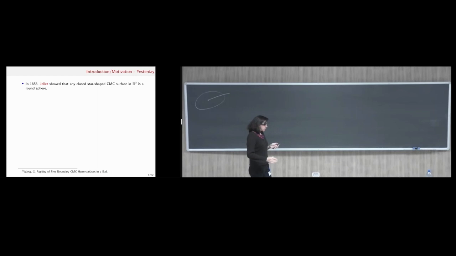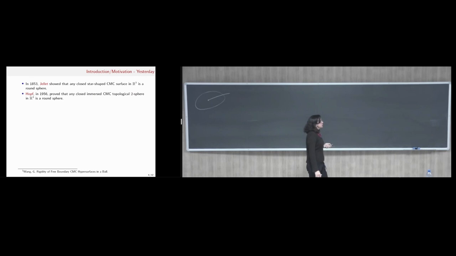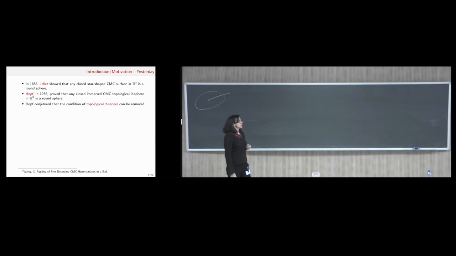You remember the Hopf theorem, yesterday I talked a lot about this. Hopf showed that any closed immersed CMC surface that is a topological sphere in Euclidean space is a round sphere. And I asked you if you can remove this topological sphere hypothesis. Can you remove this hypothesis, yes or no? You saw that yesterday. I told you that this is the famous Hopf conjecture: that the condition of being a topological sphere can be removed is a question.